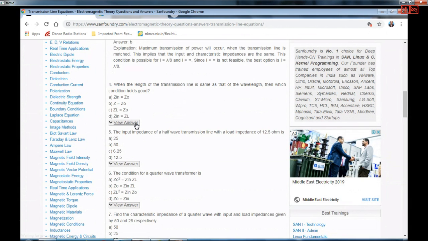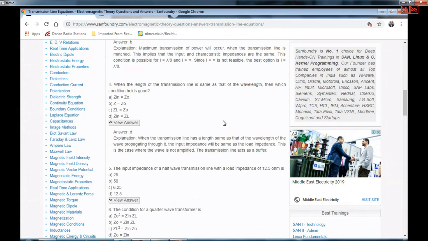Okay. So you can see that Zin is equal to ZL because every half wavelength the performance repeats. So when the transmission line has a length the same as the wavelength, the input impedance will be the same as the load impedance. Even if it is half wavelength, you will get the same thing. Here the transmission line acts like a buffer or a D flip-flop. That means it will give rise to a delay of one time period. If it has a length of lambda, the signal takes one time period to travel. That means one pulse delay.